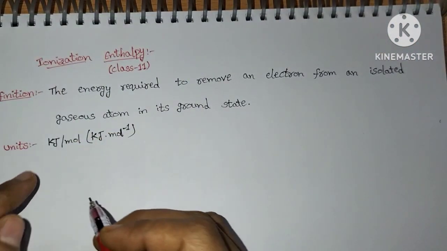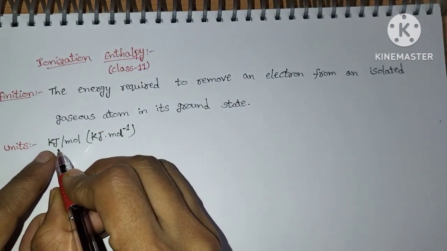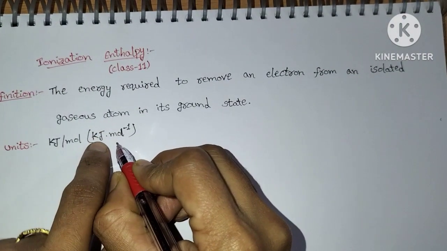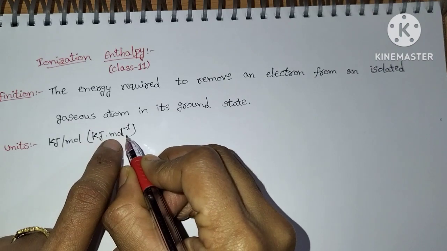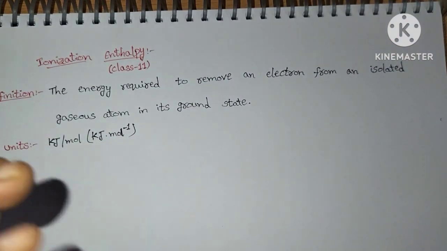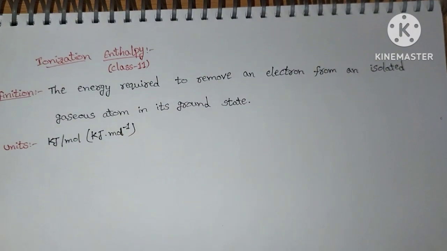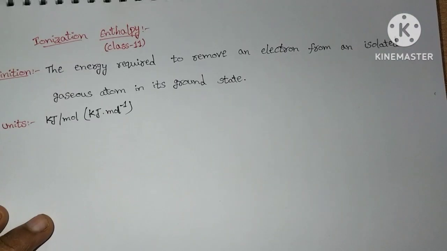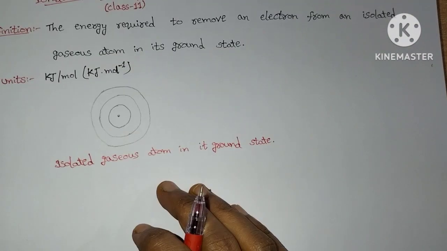What is the unit for ionization enthalpy? It is kilojoule per mole, or in this way also it can be written, kilojoule dot mole inverse. So both methods are correct. So this is the unit. Now I'll try to explain it in detail.